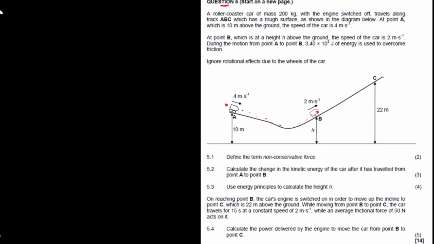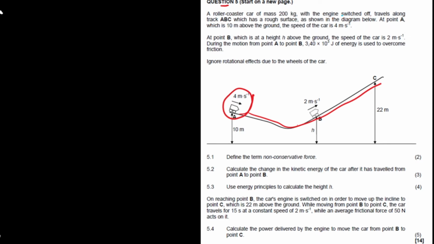We don't want to do assumption. So now they say here, a car of mass. So we have a mass. What I'm going to do, I can write all this information aside. So we have a mass of the car, which is 20 kilogram, with the engine switched off. So they switch off the engine and then let it slide along ABC. It's going to travel along this track ABC all the way, but they switch off the engine. So it's like a roller coaster. Now, which has a rough surface.